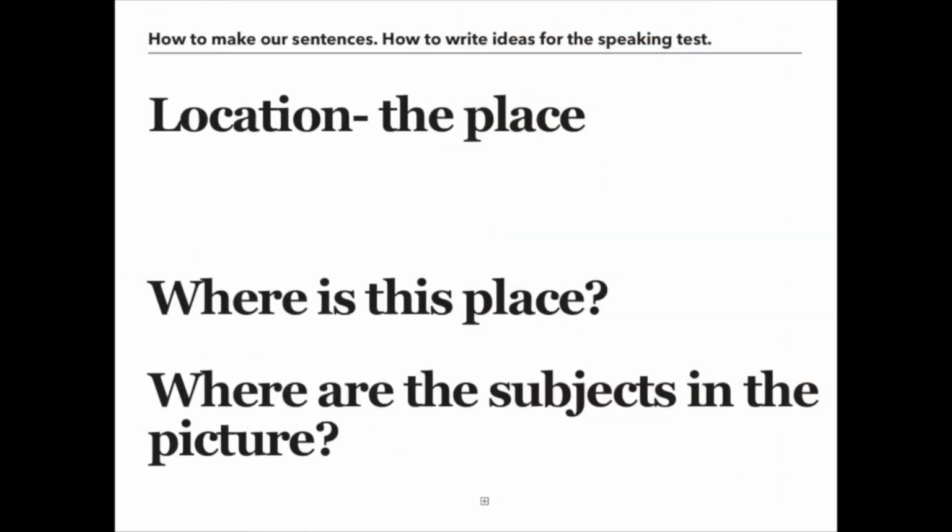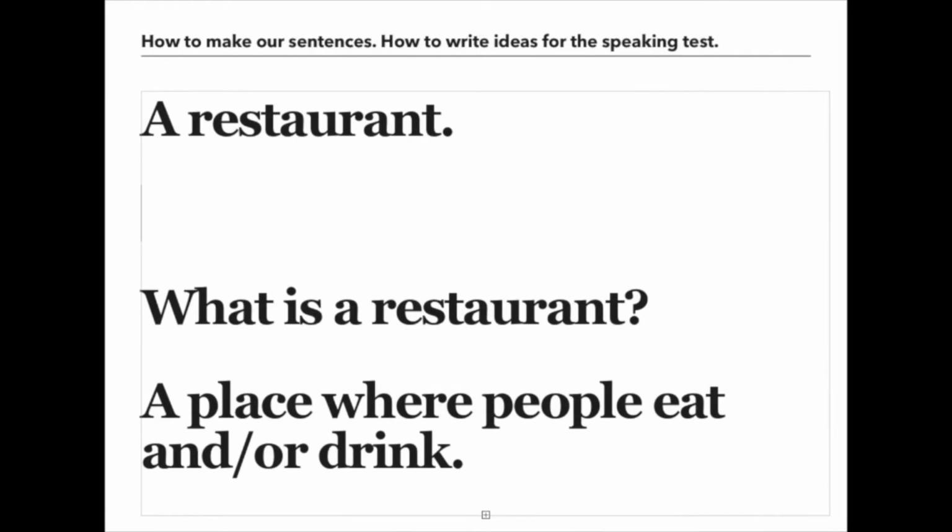The first thing we should think of is location, the place. On page 6, where is this place? Where are the subjects in the picture? A restaurant. They are in a restaurant. What is a restaurant? A place where people eat and or drink. Maybe you go to restaurants with your friends or family on the weekends.